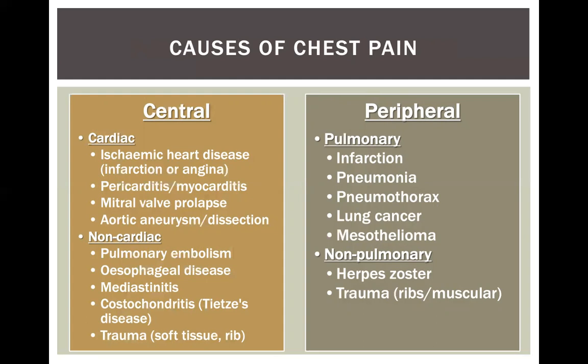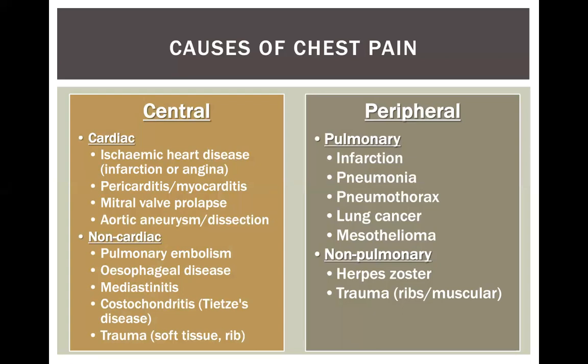So, central chest pain, the cardiac causes include the commonest one, ischemic heart disease, including infarction or angina. It might be caused by pericarditis and myocarditis. Mitral valve prolapse is an important and common cause of central cardiac chest pain. Aortic aneurysm and dissection also, and we mention it as one of the important life-threatening causes of chest pain.